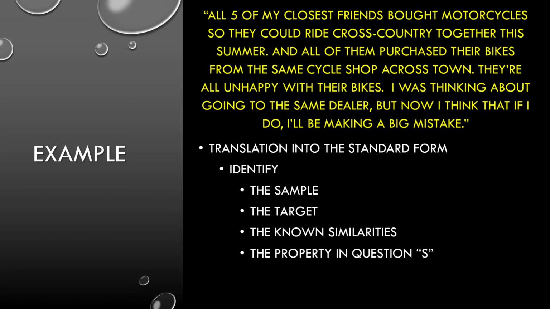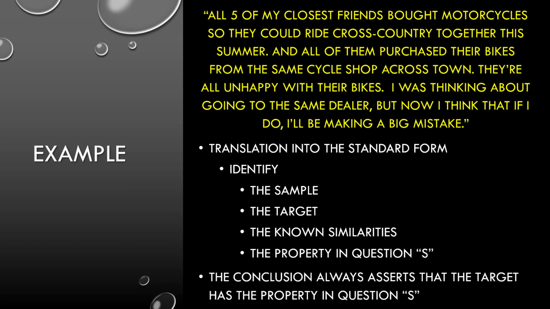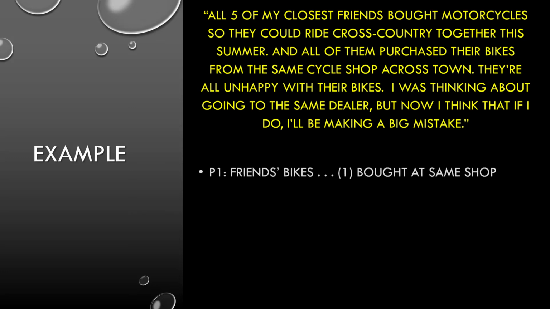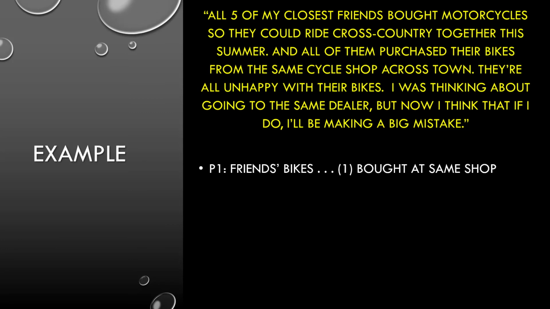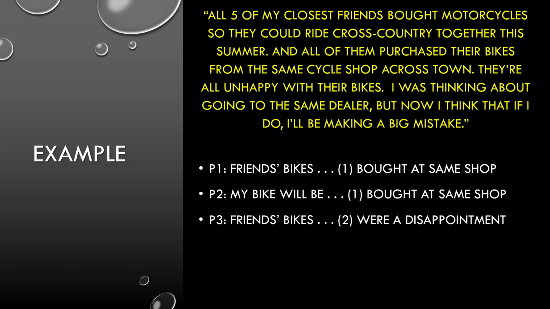The sample and the target, the similarities that are known, and the property in question, S. Just keep in mind the conclusion is always about the target and is always asserting that the target has the property in question, S. So, proposition 1, my friend's bikes, bought at the same shop. Proposition 2, my bike is going to be bought at the same shop. Proposition 3, my friend's bikes were a disappointment. And then my conclusion, my bike will likely be a disappointment.